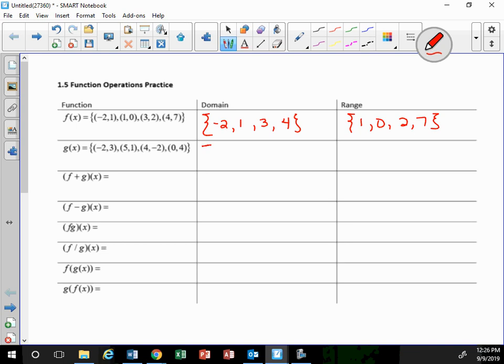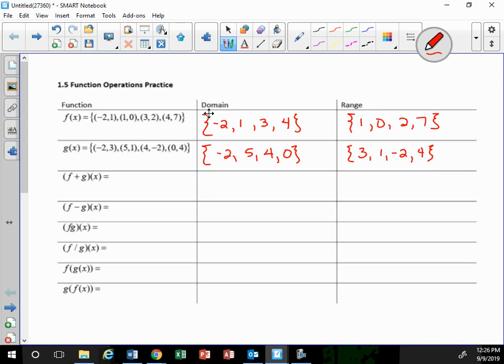So what about g of x? What's your domain? Yeah, -2, 5, 4, 0. Good. Would that have to be in order? Nope, I don't care. What about range? Sure, go ahead. 3, 1, -2 to 4. There you go. All right, so far pretty easy, right? Just tell me the x's, tell me the y's.